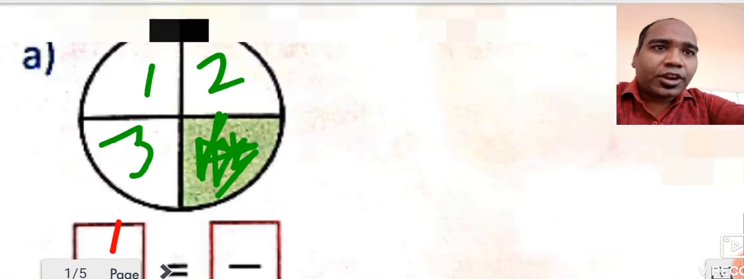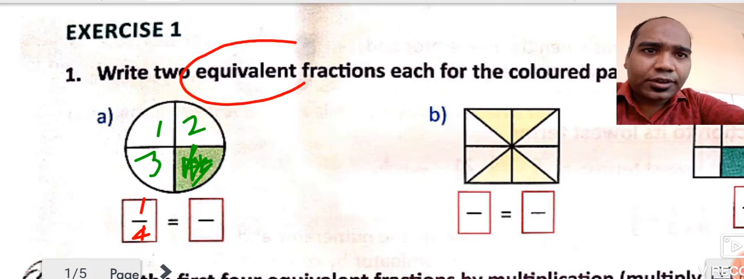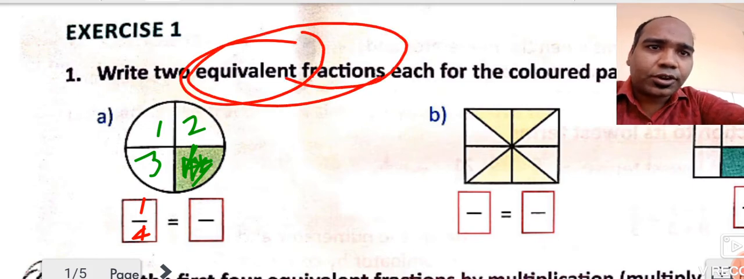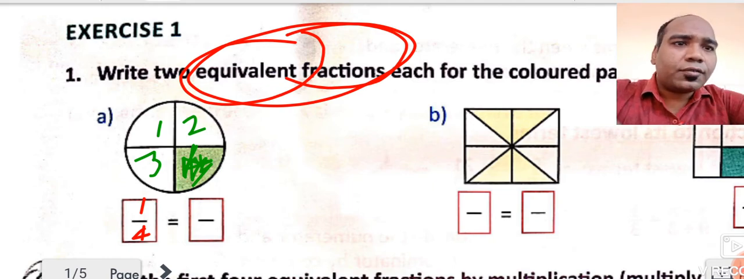Okay, forget about this one, equivalent fraction. Equivalent fraction we'll discuss later on. What is this, I'll discuss. First of all, let us discuss how we'll write in fraction.